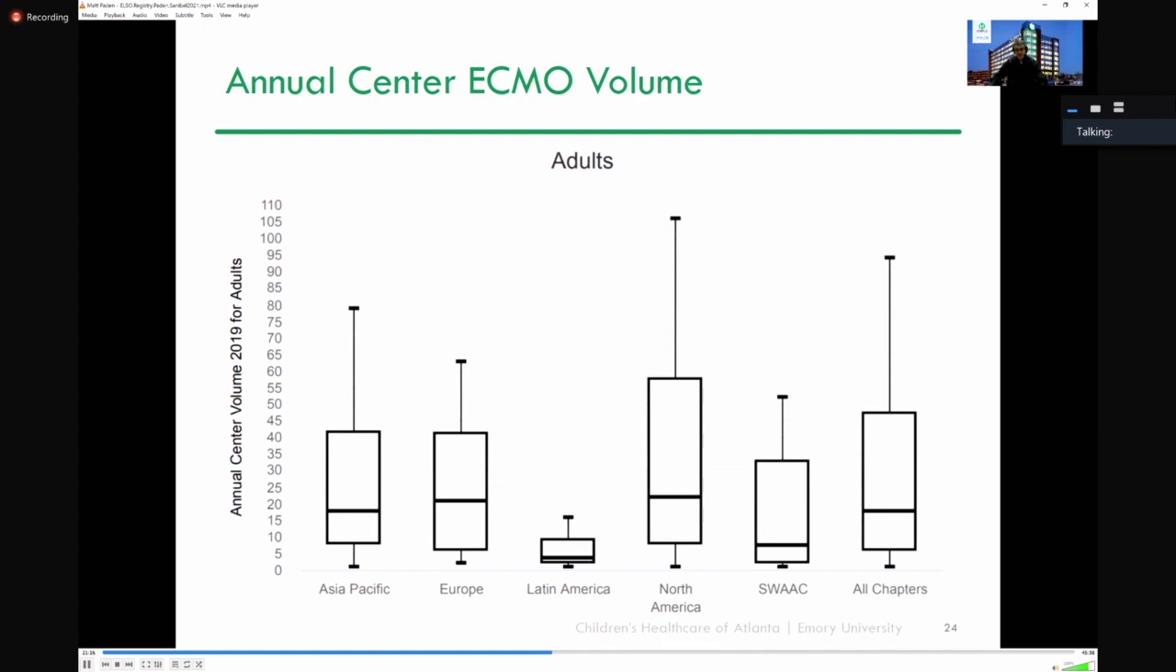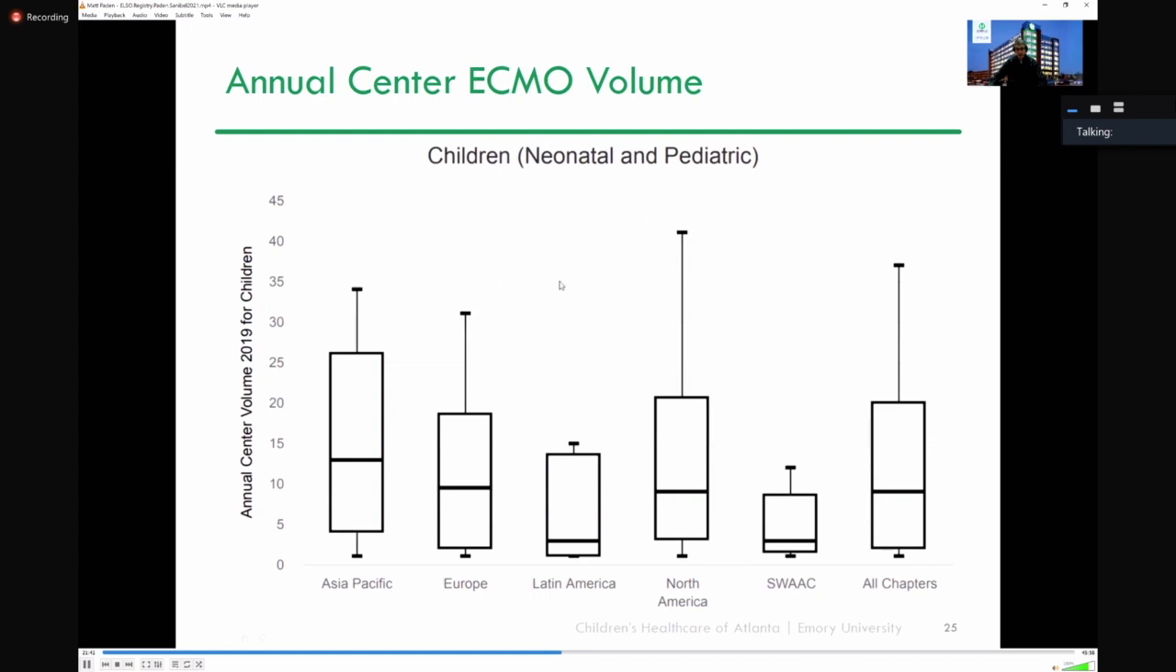The other thing we present in the ELSO registry data is things like center volumes. If we're looking at adult center volumes here, this is a box and whiskers plot. If you're not used to seeing these, the line here is the median, and the tails are the 90th percentile. You see the median adult ECMO center does about 18 cases of adult ECMO a year. If we go down to pediatrics and look at kids, the median center does 9 cases a year. So for the vast majority of our centers, ECMO is not something that is done very often, which makes quality initiatives for these rarely performed procedures even more and more important at your center.